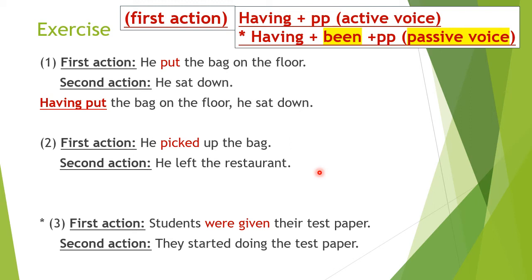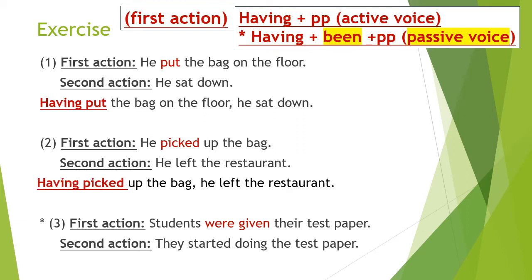So how do you do it? Firstly, you need to identify whether it's active voice or passive voice. He picked up the bag, so we know the doer is he. So it is active voice, and for active voice we use having plus PP. The PP of picked is still the same, picked. So having picked up the bag, comma, he left the restaurant. This should be the answer.